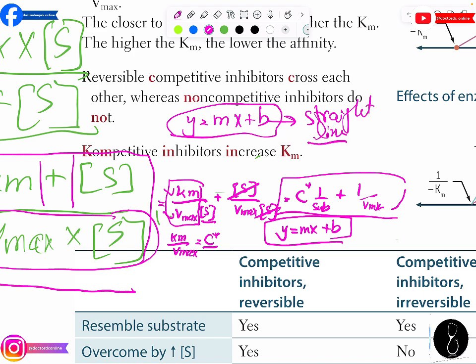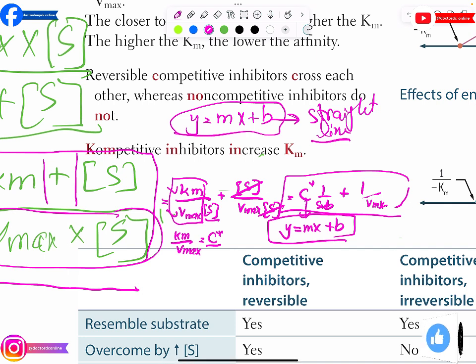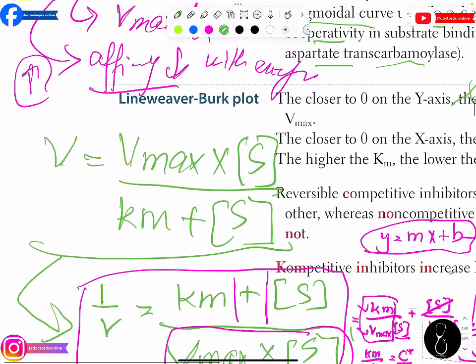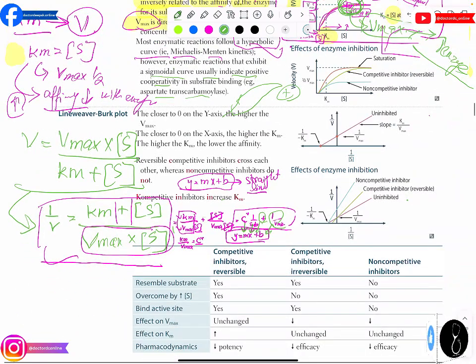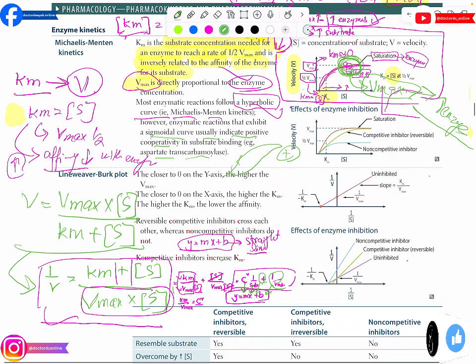And if you see, this is the m, this is the x, the plus, and this one is b. So, according to the Lineweaver-Burk plot, it makes a reciprocal of the Michaelis-Menten kinetics and gets the equation in y equals mx plus b style.